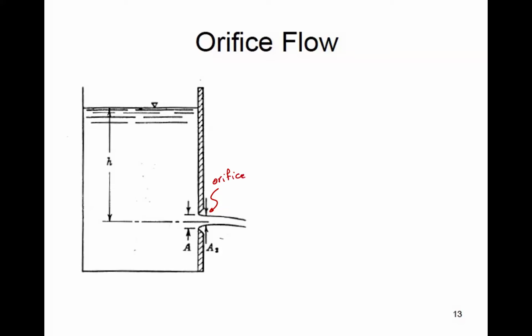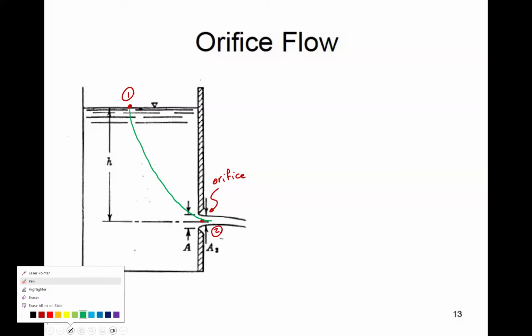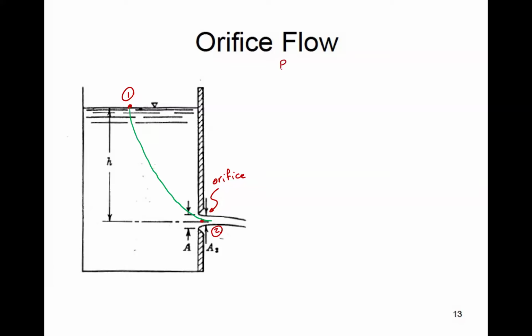And I'm going to use a very simple Bernoulli type equation. I'm going to pick a point at the free surface. Let's say this is point 1. And then point 2 right at the center line exit of the orifice. And I'm going to say there will probably be a streamline that goes like this. So I'm going to write the Bernoulli equation between 1 and 2, right?